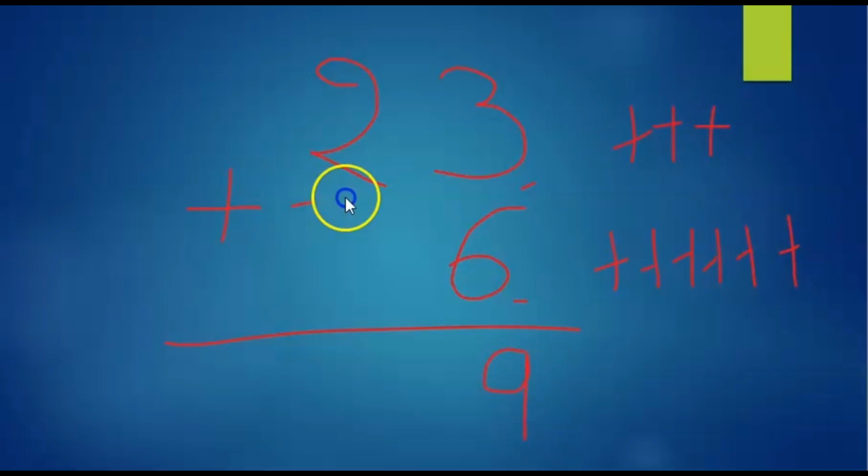Now let's move on to the left side. The number here is 2 and there is no number underneath 2. So we're gonna assume as 0. So 2 plus 0 equals to 2. So our total is 29.